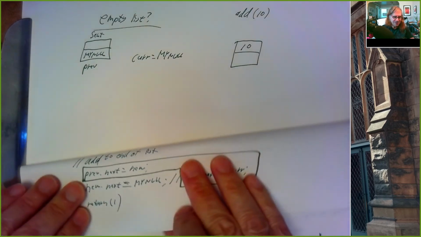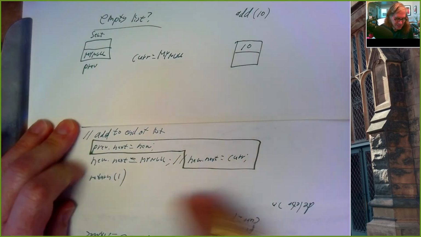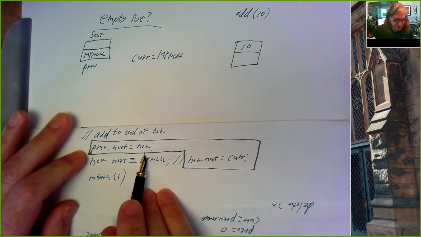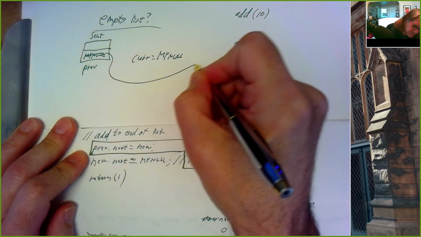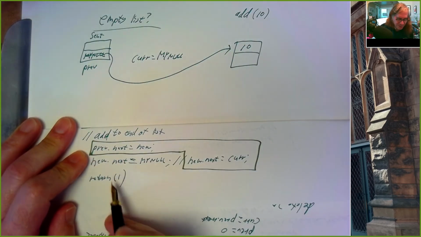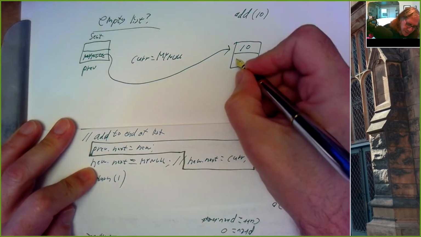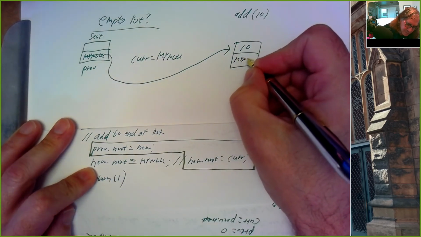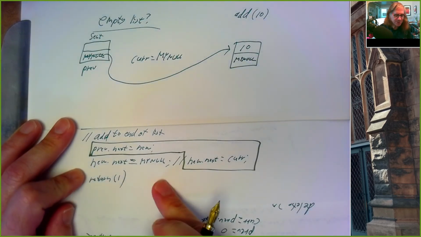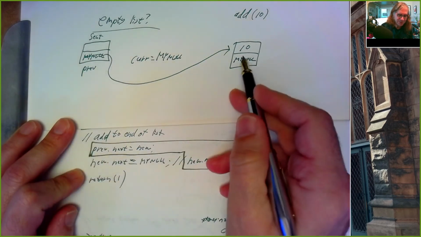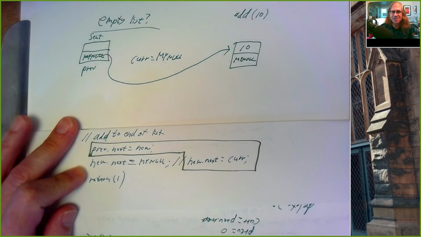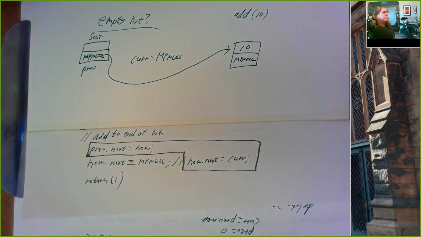And what does that say we should do? It says we should set previous next equal to new. Well, previous is the sentinel, so previous next gets set to new. And then new next gets set to my null. And we return. Did we do the right thing? Yeah. The sentinel points to a 10. The 10 says it's the end of the list. We've got a list with one thing in it.